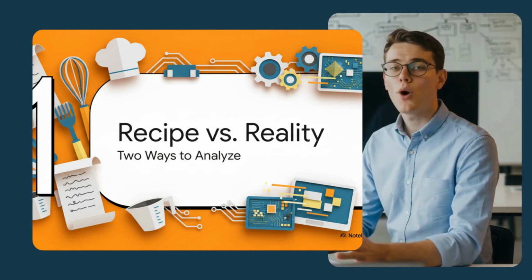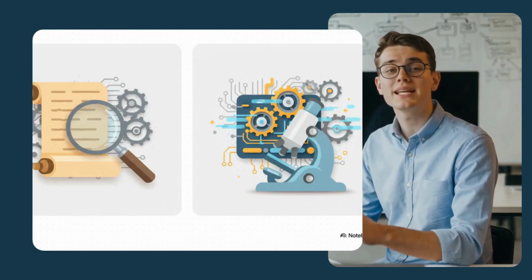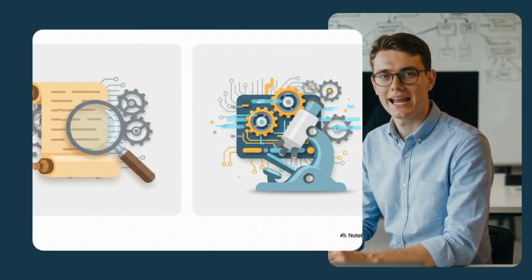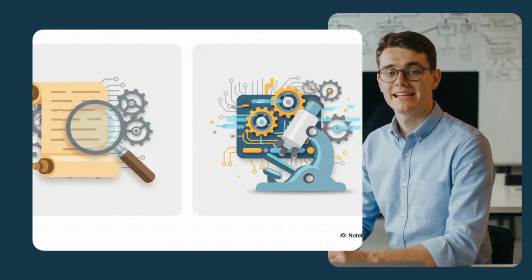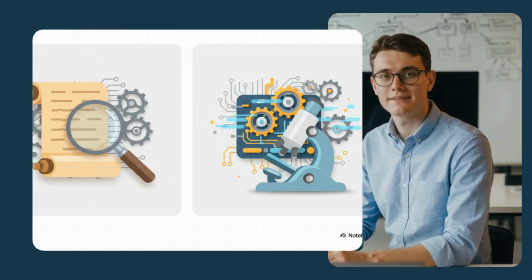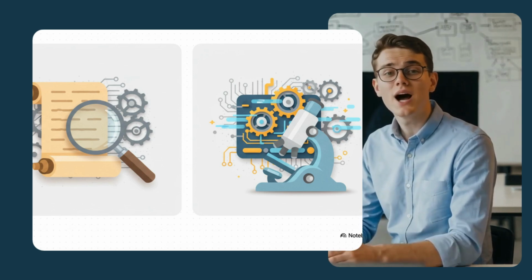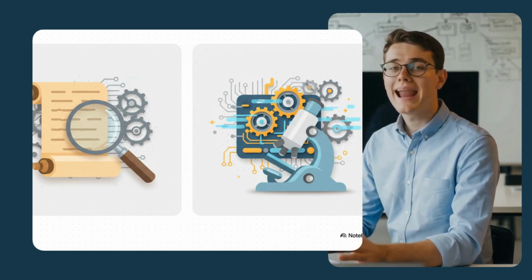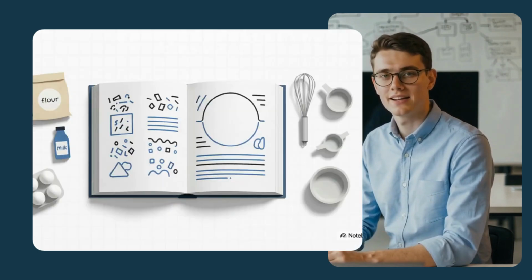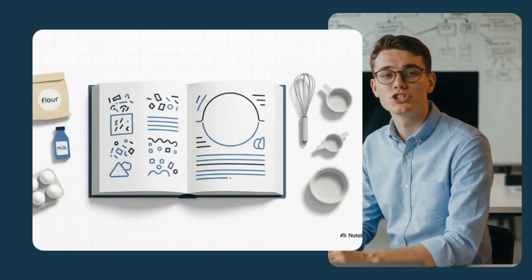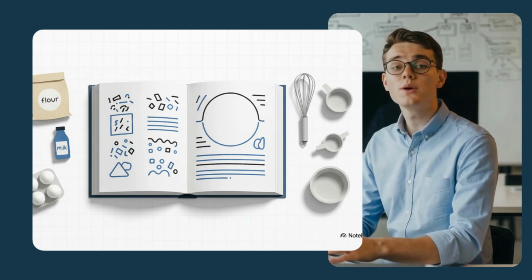To get to the bottom of this, we need to know how to look. There are two main ways to analyze software: recipe versus reality. On one hand, you've got static analysis. This is where you look at everything without running it. You're reading the code, checking the files, and looking at all the parts laid out on the table. On the other hand, you have dynamic analysis, which is all about watching the system while it's up and running.